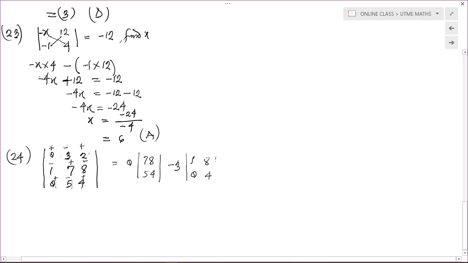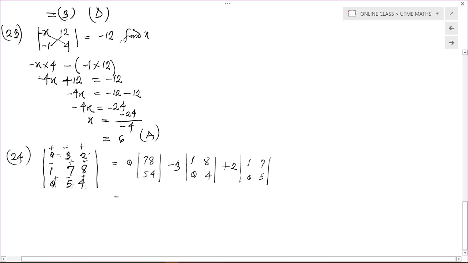Then after taking 0, we took minus 3, then we are taking plus 2. The plus 2 will claim everything on its row and column. 0, 3 will be claimed, then 8, 4 will be claimed. So only 1, 7, 0, 5 are left.